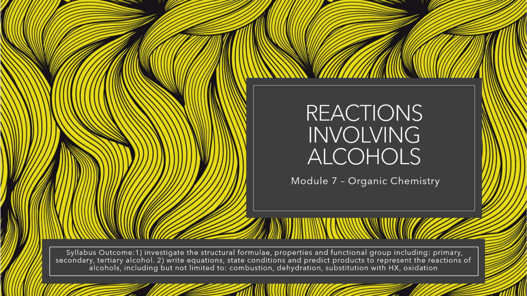Now, syllabus outcomes: investigate the structural formula, properties and functional groups including primary, secondary and tertiary alcohols; write equations, state conditions and predict products to represent the reactions of alcohols including but not limited to combustion, dehydration, substitution with HX and oxidation. There's quite a bit there that we'll have to cover today, but again, just following along, trying to see what reagents we use, what the products are, and how it affects the functional group.